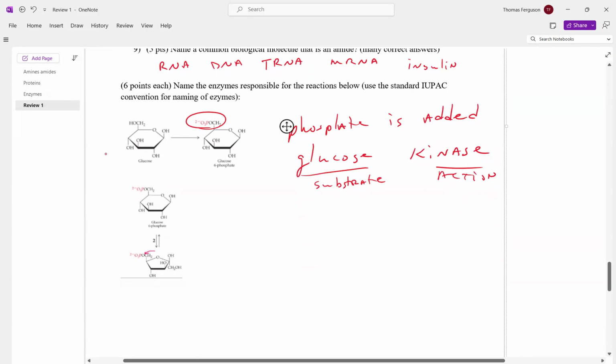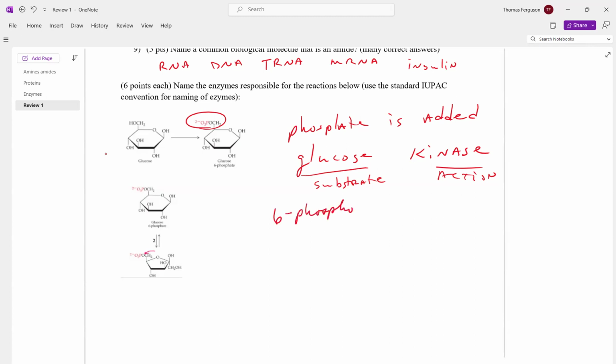Okay, in this one, our substrate is going to be 6-phosphoglucose. That's a substrate. And what we're doing is converting it to fructose. So that is an isomerase. That enzyme is named 6-phosphoglucose isomerase.